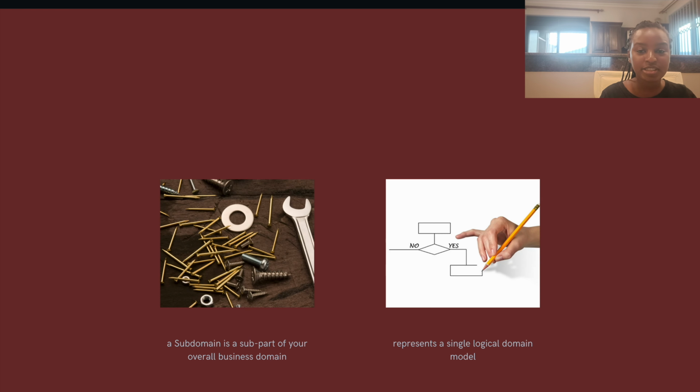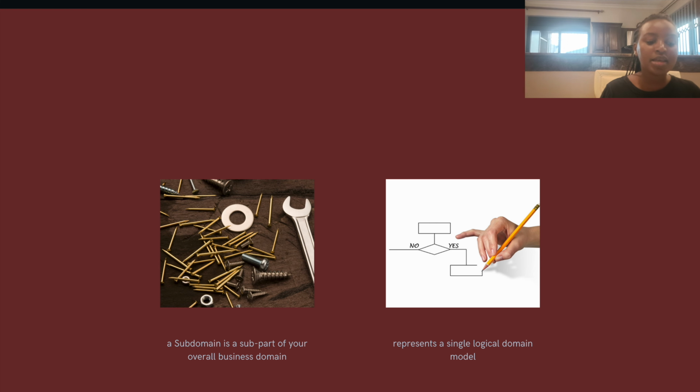A subdomain is a subpart of your overall business domain. As I mentioned, a bounded context, like a subdomain, doesn't live on its own, it has other parts around it. Let's talk about restaurants. That's something everyone is familiar with. The orders, reservation, the delivery, these are different components that make up the whole of the restaurant, but they are all parts of it. So these can be considered different subdomains. They can be considered as different bounded contexts. It represents a single logical domain model.